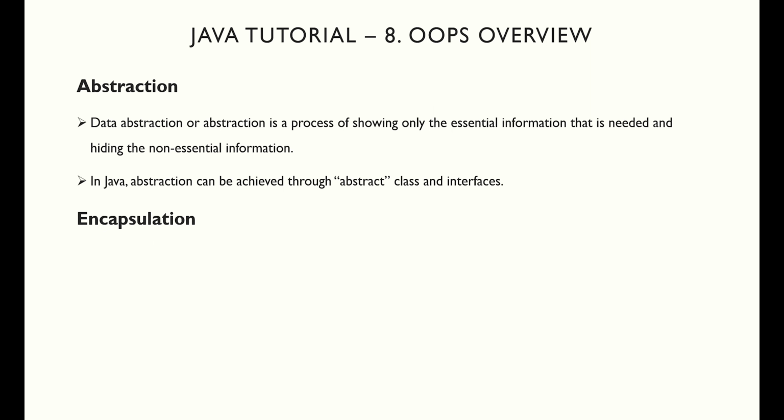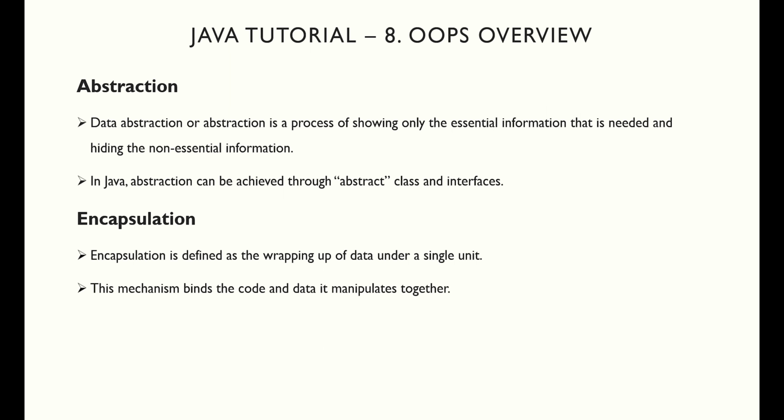Encapsulation. Encapsulation is defined as the wrapping up of data under a single unit. That is, it is a process of binding the data and the code into a single unit and keeping both safe from interference or misuse. This mechanism binds the code and the data it manipulates together. Thus, it is a shield that protects data from being accessed from outside objects. This can also be termed as data hiding. Encapsulation and data hiding terms are interchangeable.